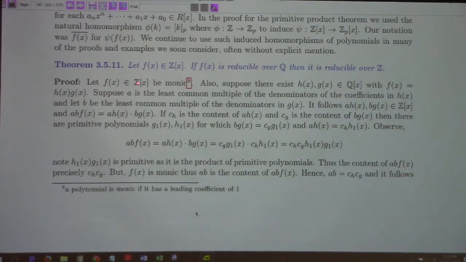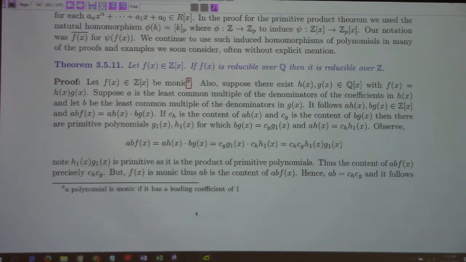We take a monic polynomial in Z, and suppose that we have h(x) and g(x) in rational polynomials such that f(x) is their product. You take a as the least common multiple of the denominators of the coefficients of h(x), and b is the least common multiple of the denominators in g(x). So if you multiply by the least common multiple of the denominator, what's that doing? It's clearing out the denominators in h(x) and g(x) so that a times h and b times g is a polynomial over Z.